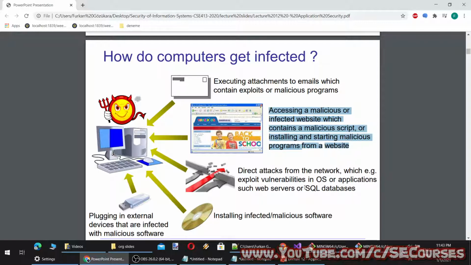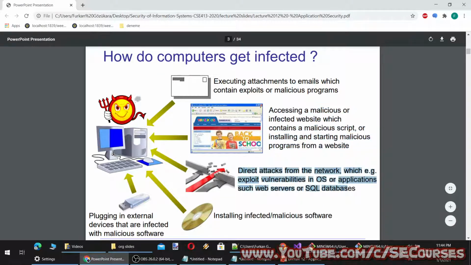Accessing a malicious or infected website which contains a malicious script, or installing and starting malicious programs from a website. Okay, this is another way. This is harder though, because if you are using a decent browser such as the latest version of Google Chrome or Firefox, they would usually prevent your computer getting infected without your action. What I mean is, let's say there is a script that will download and run an exe on your computer. For it to work, the browser would ask your permission. Therefore, this one is harder, but still possible. So you should be careful of the websites that you are visiting. This is one of the most common.